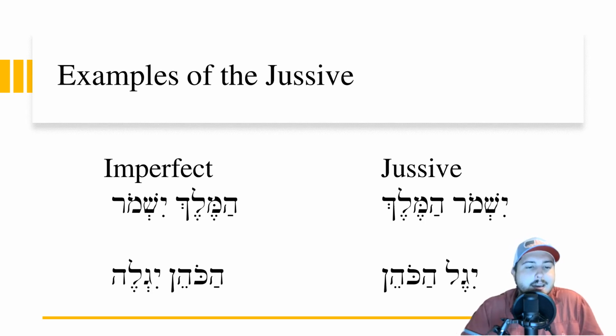HaKohen Yiglah. The priest will go into exile. Galah is a form meaning to go into exile. So the priest will go into exile.